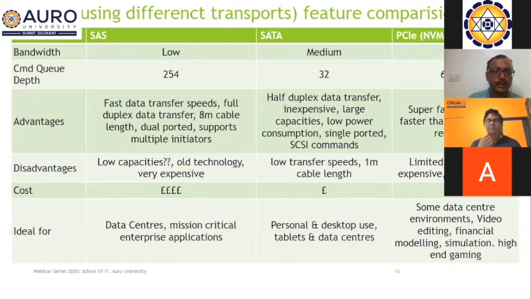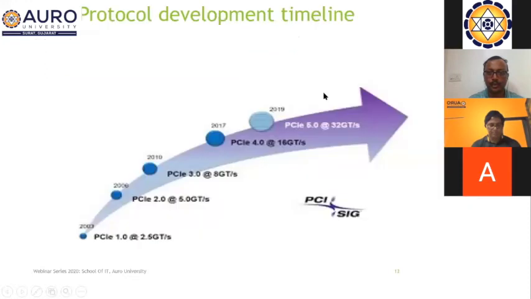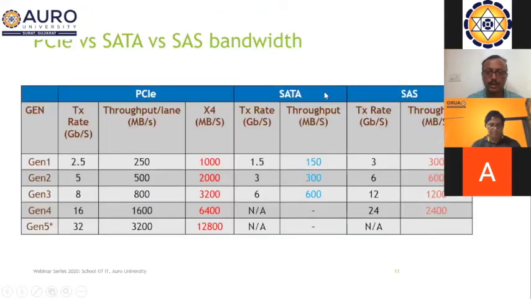These are the comparison between the three protocols we discussed, that is SAS, SATA, and PCIe. Now this is an important point. Let's say, what is the throughput? There are various generations of PCIe, various generations of SATA and SAS.